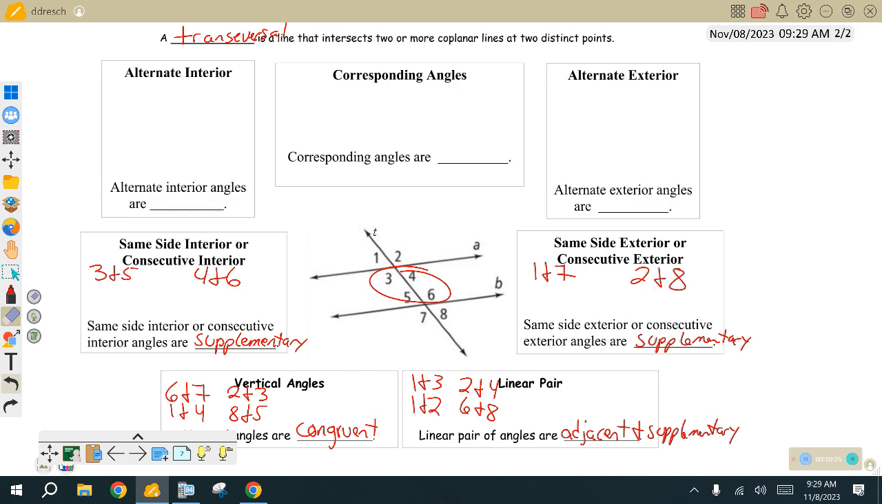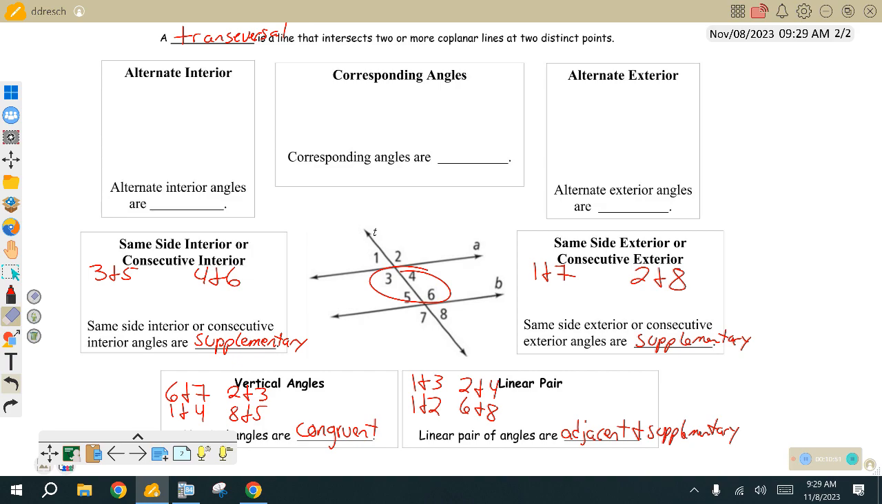Somebody give me an example of what would be considered an alternate interior. Okay, I got Kate in here. What did you say? 7 and 2. Oh, we're on the interiors. So what did you say then? 3 and 6. Okay, so Caden's suggesting 3 and 6. Anybody else have another suggestion instead of 3 and 6? 4 and 5. Cool.